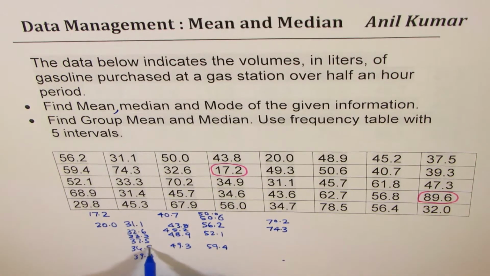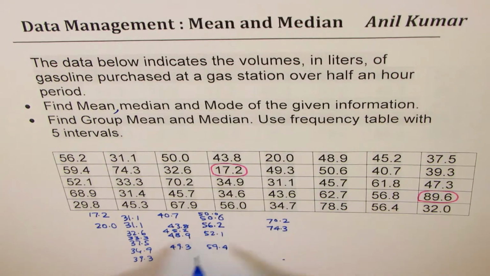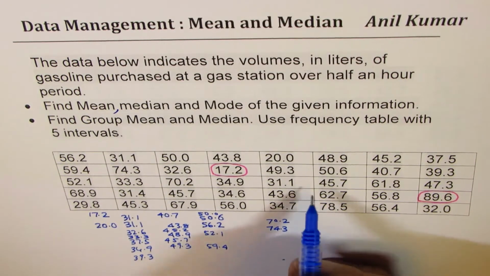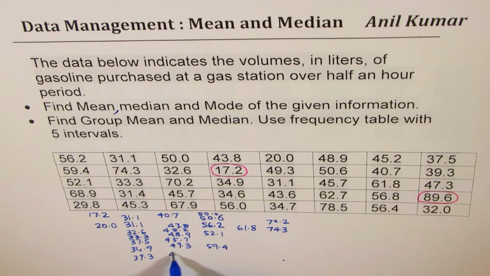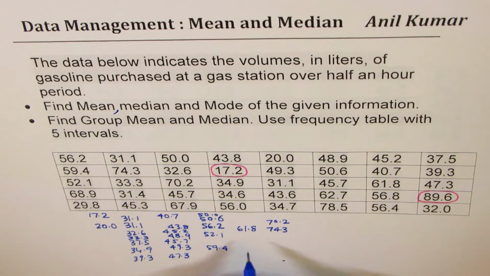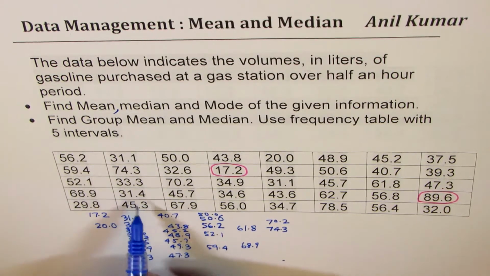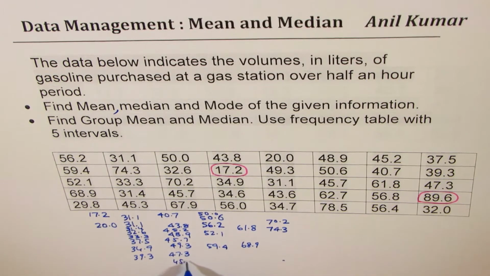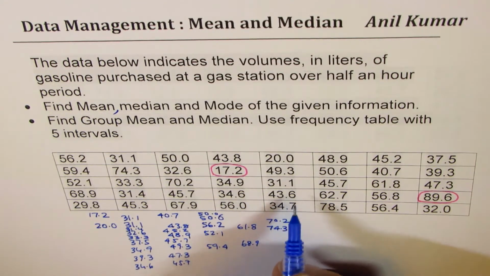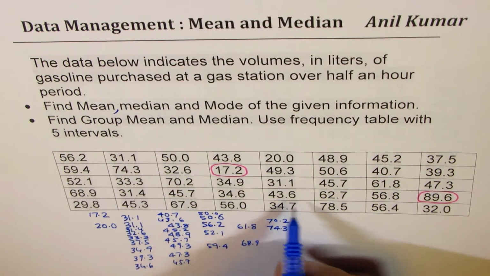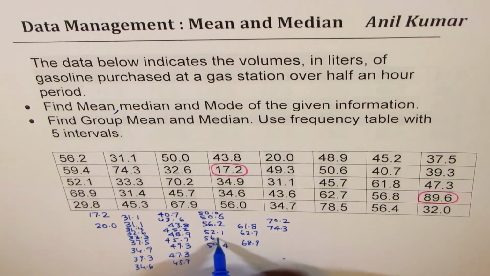34.9, so 34.9. So the order is not perfect. 31.1. 45.7, so let me just squeeze it in here. 61.8. 47.3. 68.9. 31.4. 45.7. 34.6. 43.6. 62.7. 56.8.